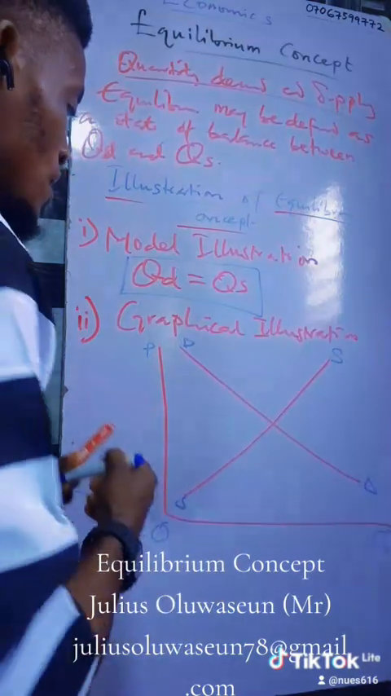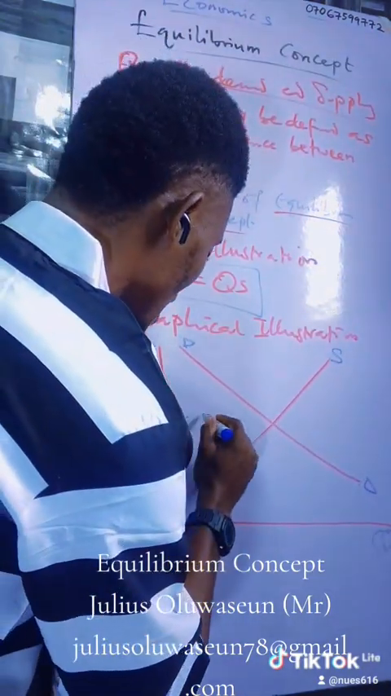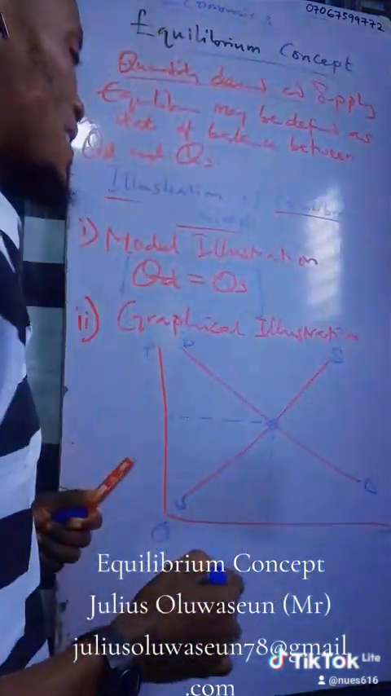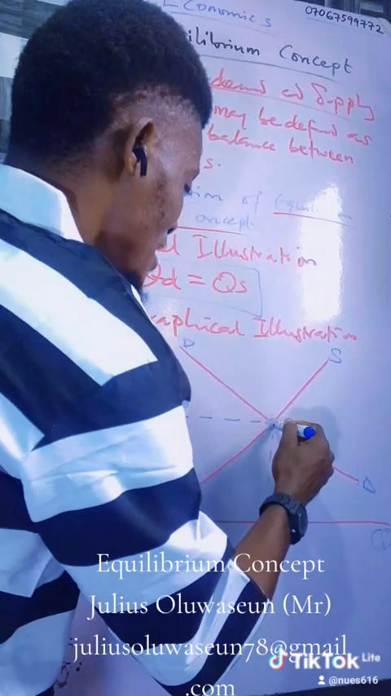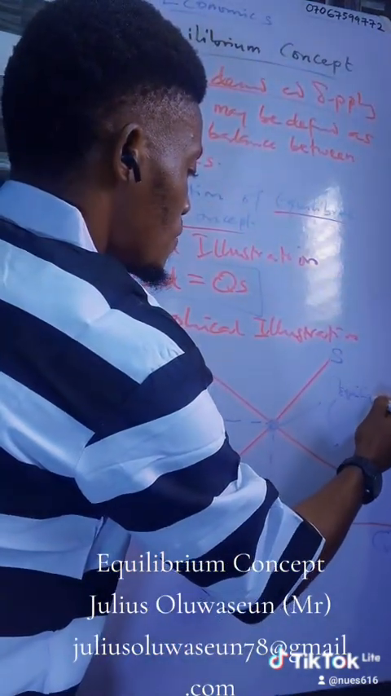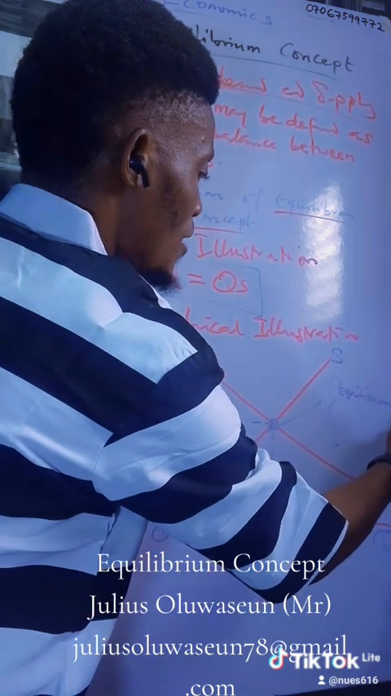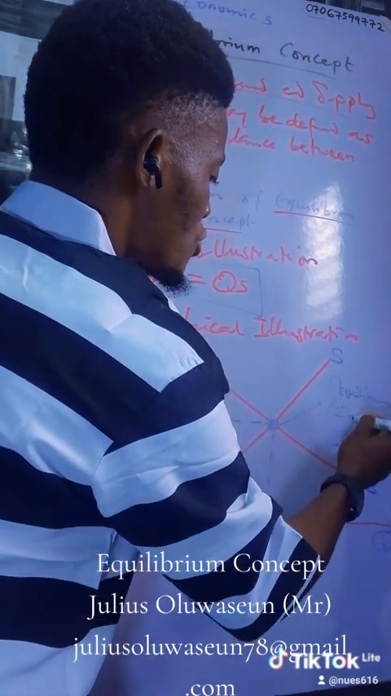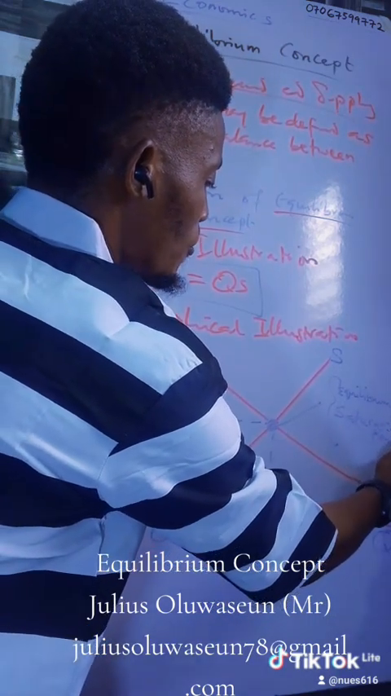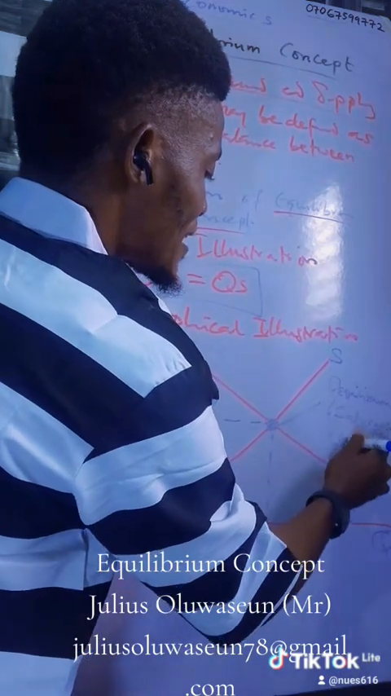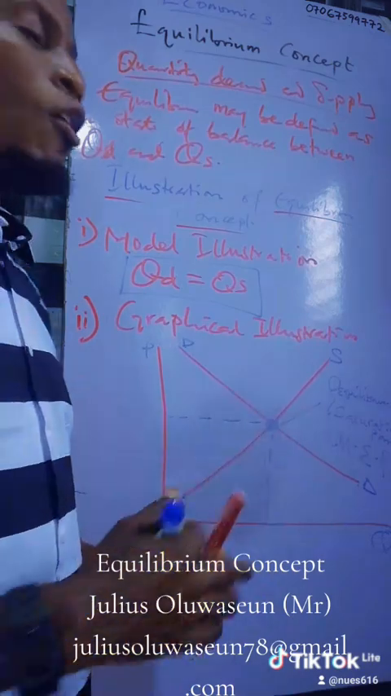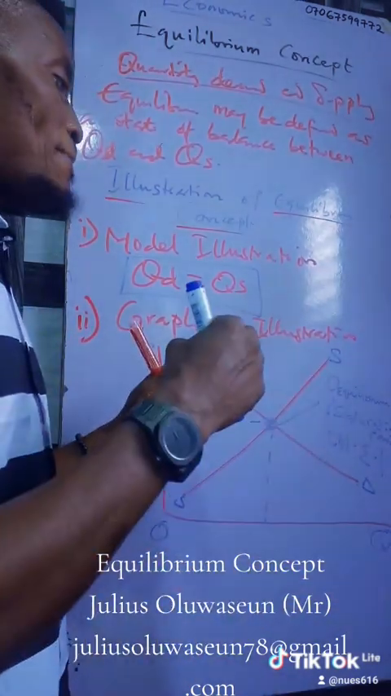In actual sense, we can see that we have our equilibrium point. This is our equilibrium point. Our equilibrium point, you may call it saturation point, and you may as well call it market equilibrium point. So you either call it saturation point, market equilibrium point, or equilibrium point.